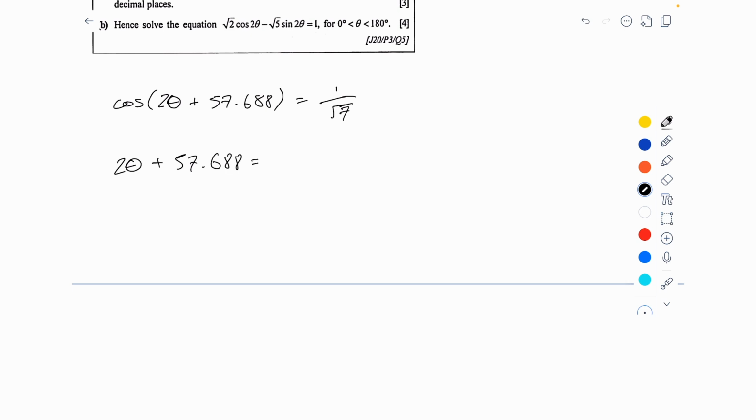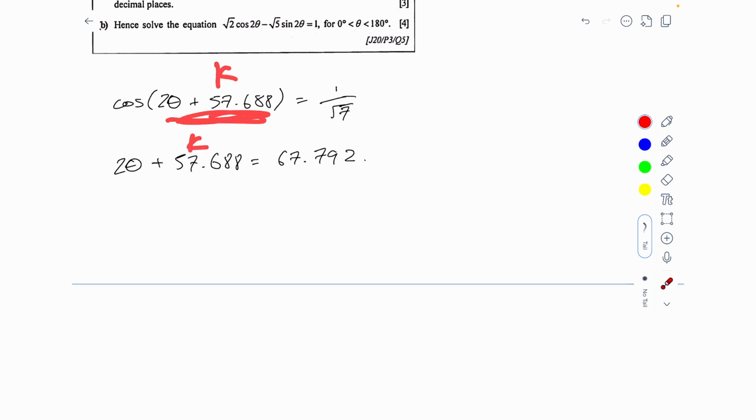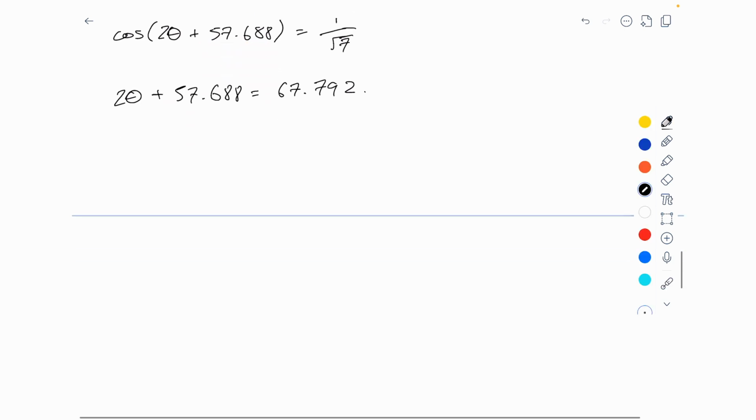We're just going to say 2 theta plus 57.688 is equal to arc cos 1 over root 7, which gives us 67.792. So we've got an interesting thing here. What I'm going to do is set this equal to k, because this implies that we've got a new angle, k, which we're going to work with using the CAST diagram. So I can say let 2 theta plus 57.688 equal k.